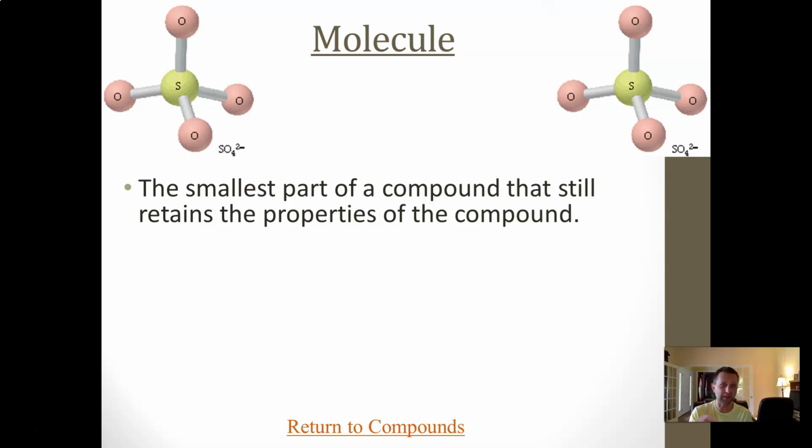As soon as you split that molecule up, you don't have water anymore. You don't have a compound anymore. You have the atoms that have made up the molecule. Okay?